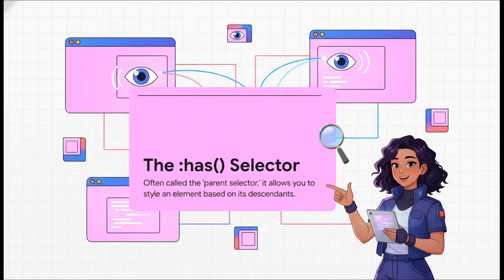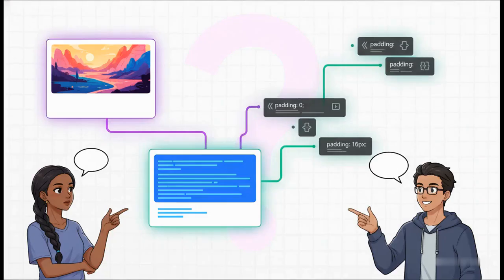It was the holy grail for years. Well, it's here. It's called the :has() selector, and it lets you style an element based on what's inside it. It's like giving your components eyes to see their own content. Okay, here's a classic problem we've all hacked our way around. You have a card component. Sometimes it has an image, sometimes it doesn't. How do you, say, remove the padding from the card, but only when that image is present?